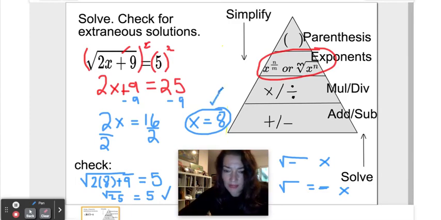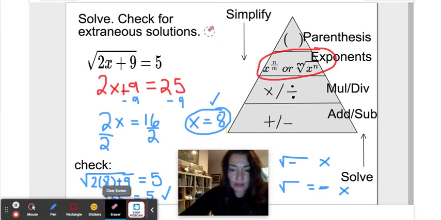Now, anytime I'm solving an equation, another way I like to show it is using a graphing calculator. If you look at the equation, the solution occurs where the left side, square root of 2x plus 9, is equal to the right side, which in this case is 5. So if we graph that on a graphing calculator, that means they're going to intersect at x equals 8. So let me show you what that means.